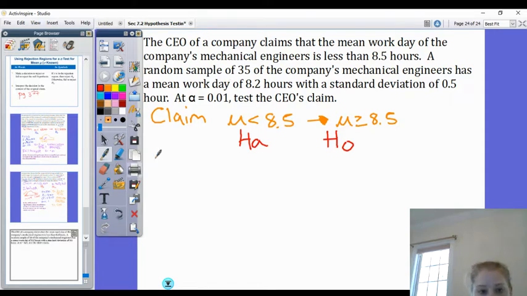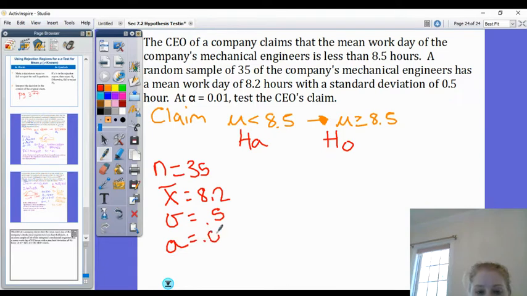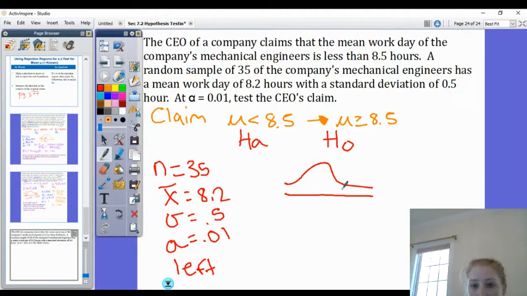So let me write down all the rest of my information. n is 35. The mean is 8.2 from that sample. The standard deviation is 0.5 from the population. The significance level is 0.01. I know that this is a left-tailed test, and my significance level at 0.01 tells me that my z-score is going to be negative 2.33. So here's my rejection region, anything smaller than negative 2.33.